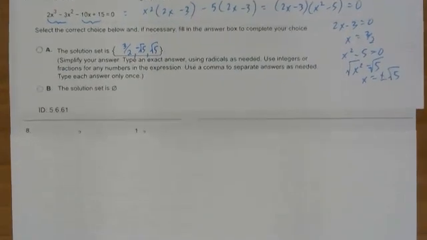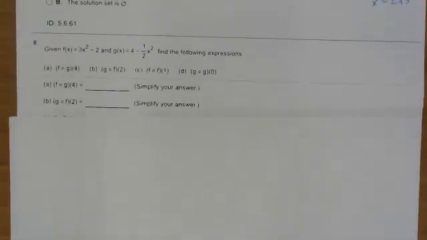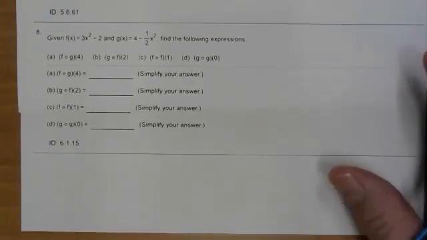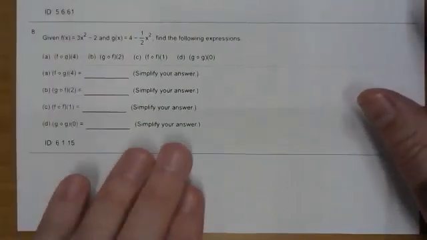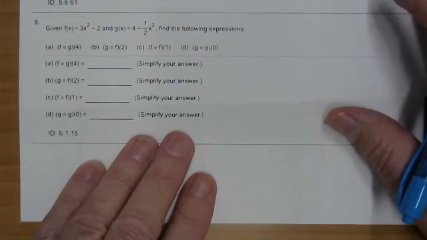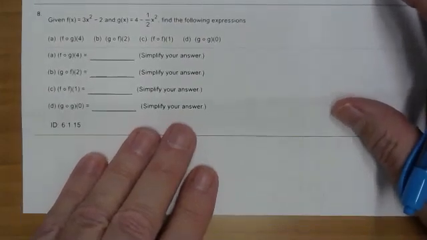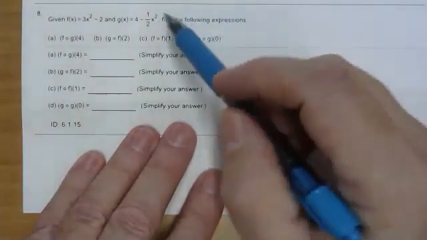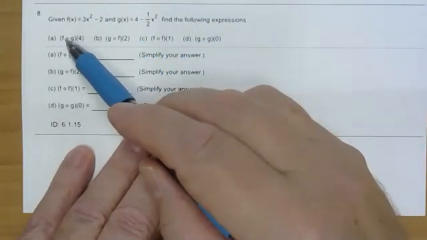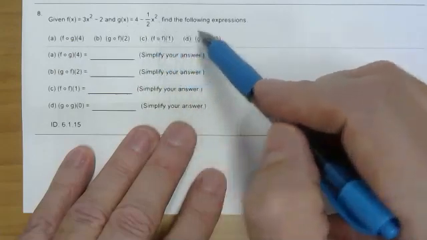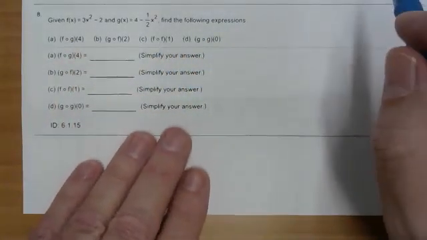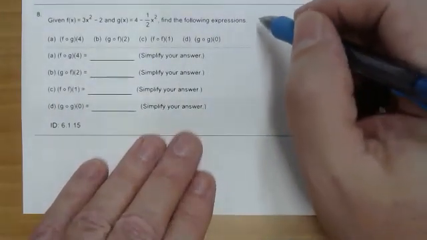All right, number 8. All right, composite functions. So this is something, the way I do it, at least for me, makes it not too difficult. So here we've got 2 functions, f of x and g of x, and they ask for 4 different compositions. So let me show you how I do composite functions. Let me go up here to the top.